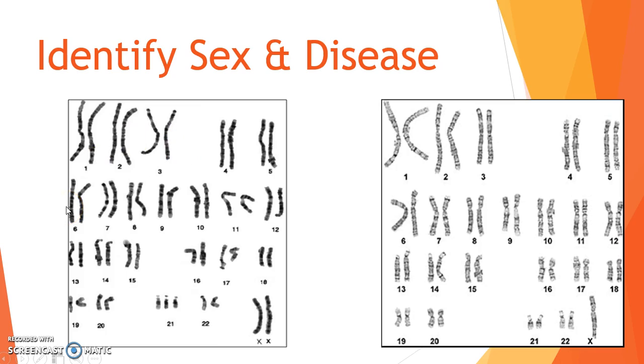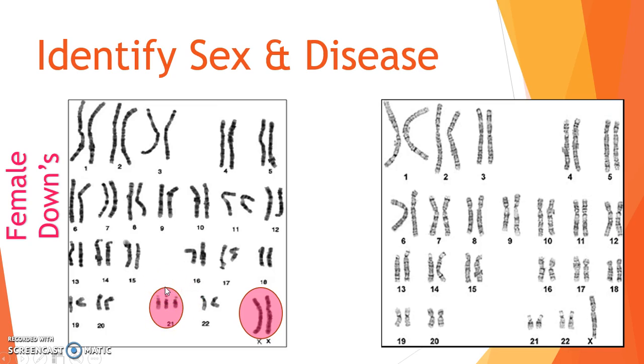The sex of the person is going to be, they have two of the same sex chromosomes, so they are going to be female. And if you look, they also have 3 21st chromosomes, so they are female with Down syndrome. Okay, take a minute and do the next one.